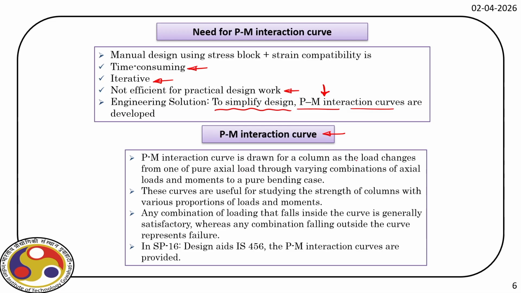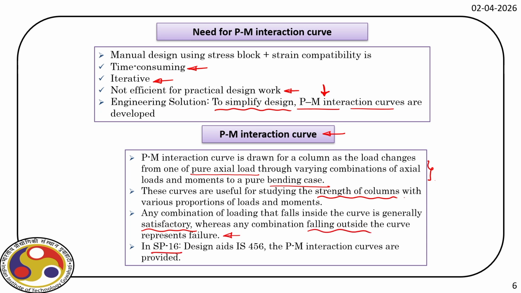This curve is drawn for a column as the load changes from, this is important, pure axial load through varying combinations of axial loads and moments to a pure bending case. I will explain that, just keep that in mind. I will show it in a minute, what is the meaning. So these curves are useful for determining the strength of columns, right? For various proportions of loads and moments. So any combination of loading that falls inside the curve is generally satisfactory, whereas any combination, obviously the reciprocal of that, falling outside is considered as failure.